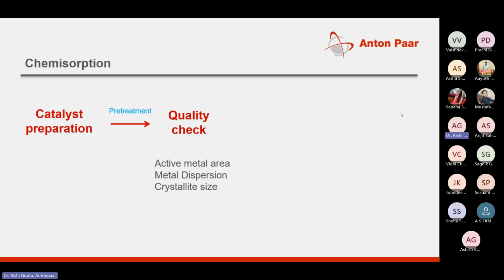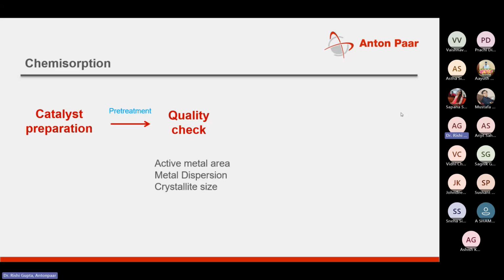Fine. So when we develop any catalyst, let's say I need to develop a 5% platinum on alumina, now if I ask three people to make this, given the same ingredients, they will not make the catalyst the same. There would be differences in their active metal area, in metal dispersion, and in the crystallite size.